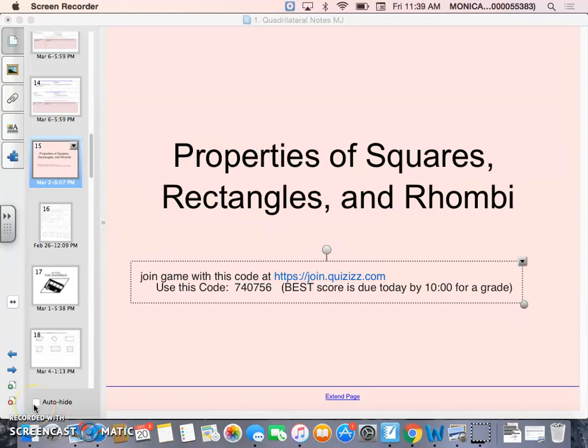Hello, hello, hello. Today we're going to talk about, we talked about properties of parallelograms. And today we're going to talk about the properties of squares, rectangles, and rhombuses. And the plural of rhombus is rhombi.